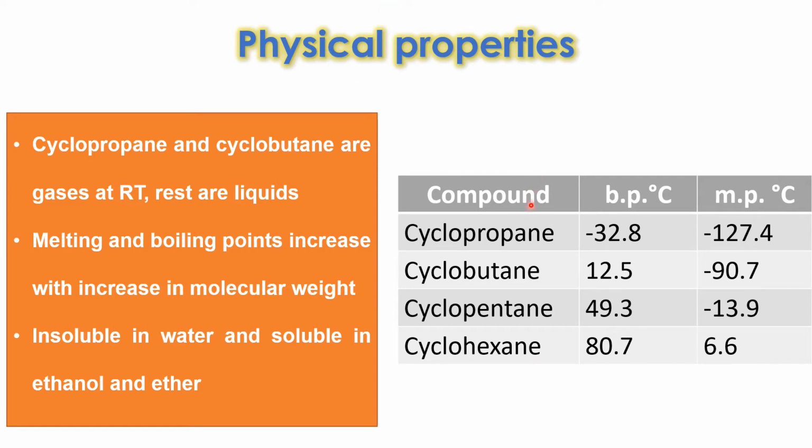So there are members in the series like cyclopropane, cyclobutane, cyclopentane, cyclohexane. Further, it can be continued as cycloheptane or cyclooctane, nonane. In pharmacy, particularly, the drugs contain a maximum of 6 or 7 membered rings. So cyclopropane and cyclobutane are gases at room temperature. You can see the boiling point. So they are gases and the rest are liquids.